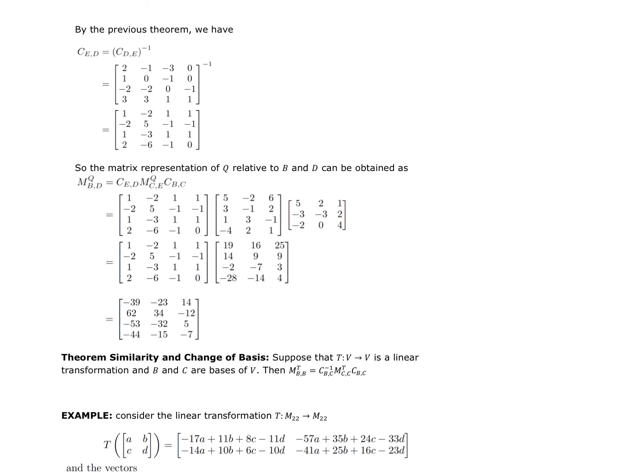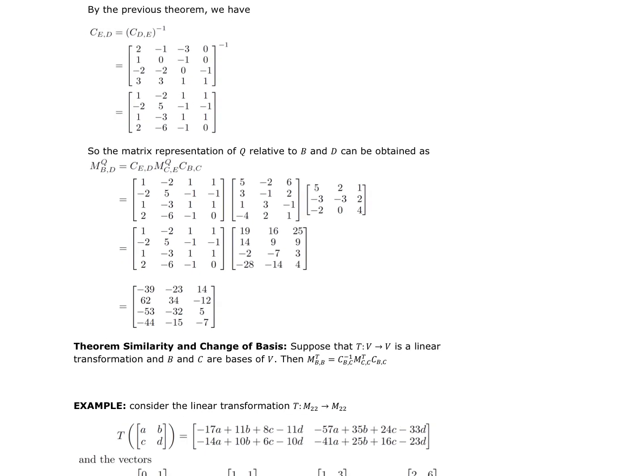Now, what I really want is to go from B into D. And the way I'm going to do that is, I went from E into D, that's this matrix. And then I have the matrix representation of the linear transformation of C into E, that's this matrix, and the matrix from B to C, which is this matrix. I do all this matrix multiplication, and here is my final answer. Whew, wow, that's a lot. A lot of steps, a lot of things to do.